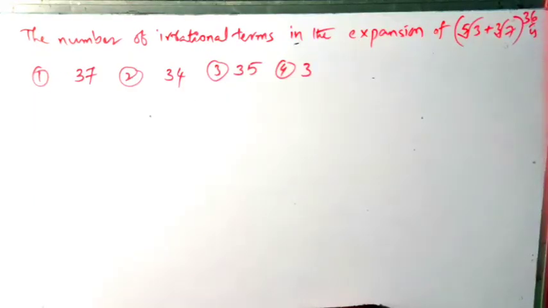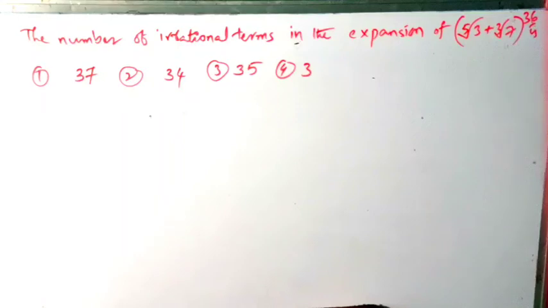Now the next question: the number of irrational terms in the expansion of (5th root of 3 plus cube root of 7) whole power of 36 is how much? Options are given here: 37, 34, 35 and 3. So here also we have to find the number of irrational terms.